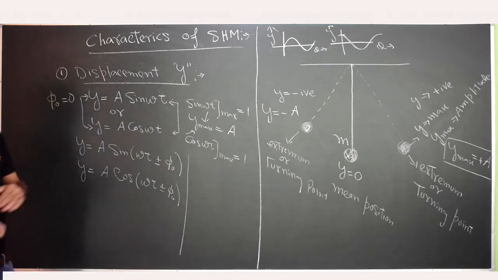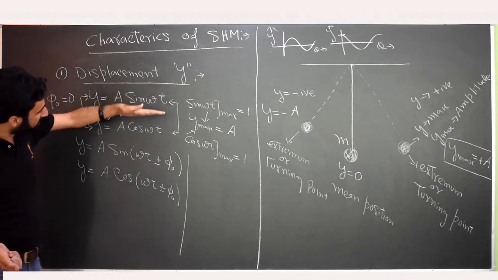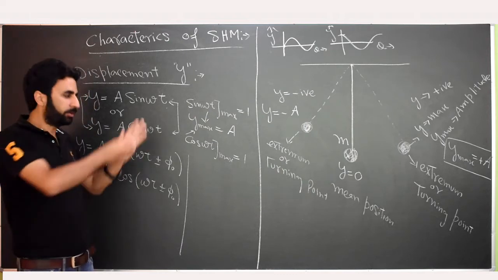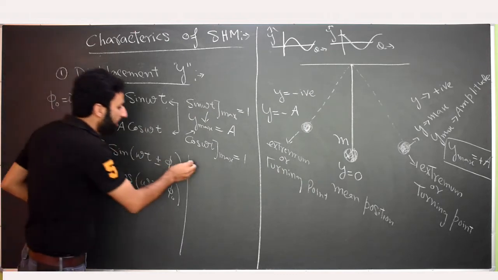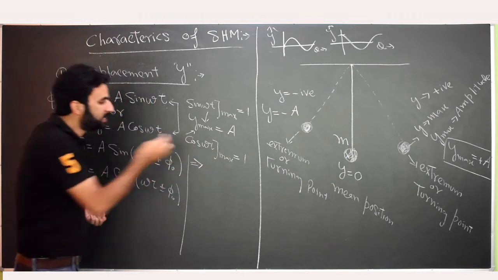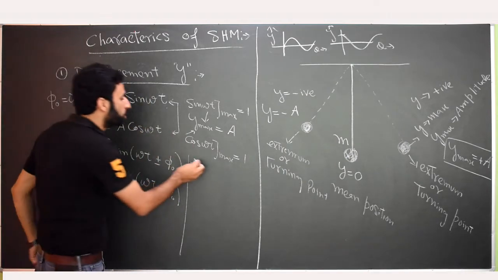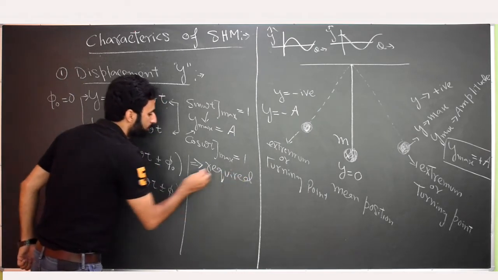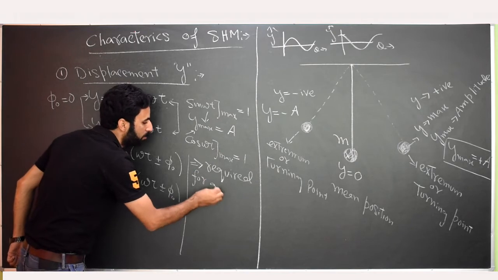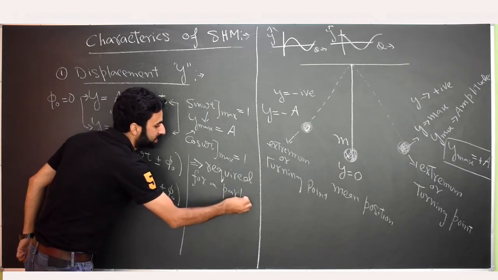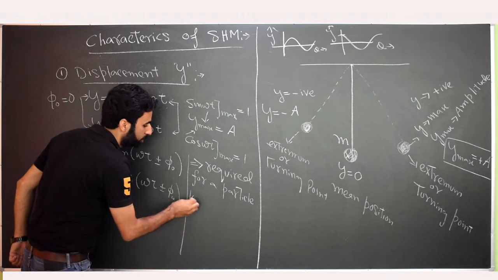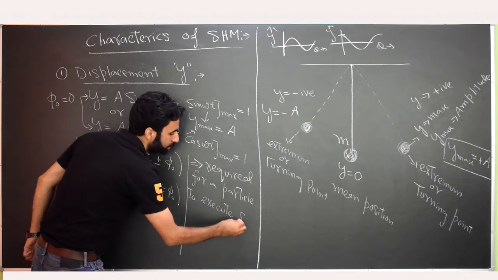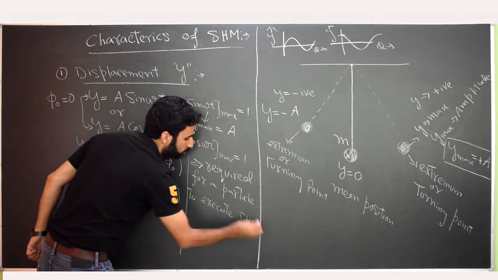Now, we'll start with the displacement and proceed to the velocity and then to acceleration, and then try to graphically correlate these. But first, what are the essential conditions required for a particle to execute simple harmonic motion?